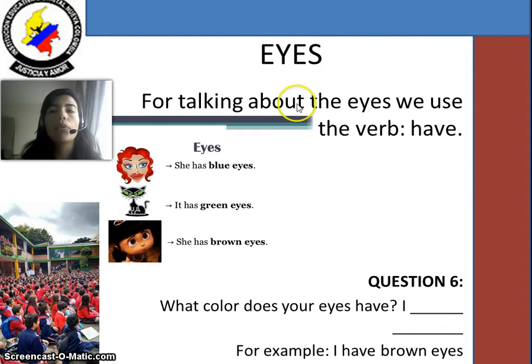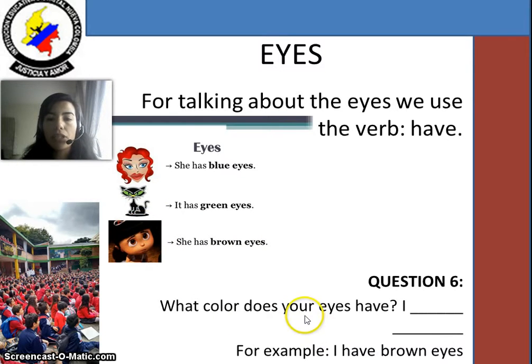Eyes. When we talk about the eyes, we use also the verb have. Cuando hablamos de los ojos, también utilizamos el verbo have, así como lo hicimos con la piel. For example, she has blue eyes. Ella tiene los ojos azules. It has green eyes. ¿Sí ven? Tiene los ojos verdes. She has brown eyes. Ella tiene los ojos cafés.